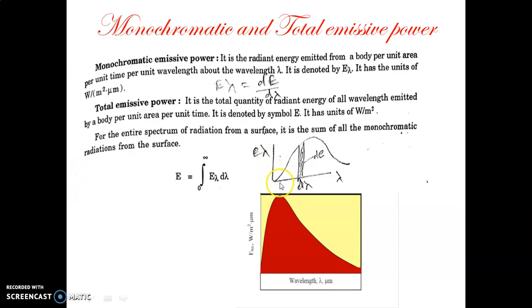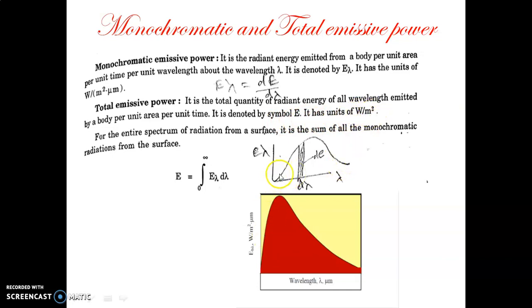Here this graph is plotted between E lambda versus lambda. The emissive power at this wavelength is the monochromatic emissive power. The total emissive power is the total quantity of radiant energy of all wavelengths emitted by a body per unit area per unit time, and it is denoted by the letter E, with unit watt per meter square.